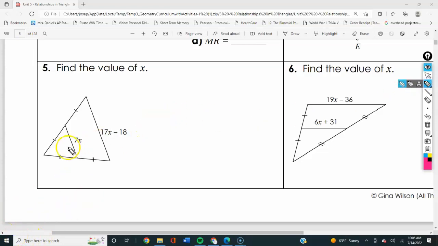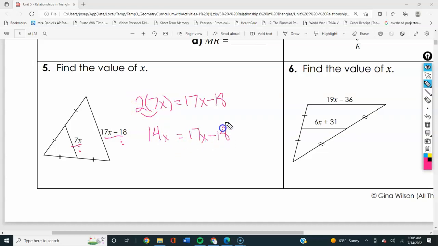Snap back. All right. So I have a midsegment and the side opposite it. Well, we all know that this is half the size of the bigger one, right? So if I double this, it'd be equal to the bigger one. So what I like to do is I double the midsegment and set it equal to the opposite side. And then from there, it's good old-fashioned algebra. 2 times 7 is 14. X.